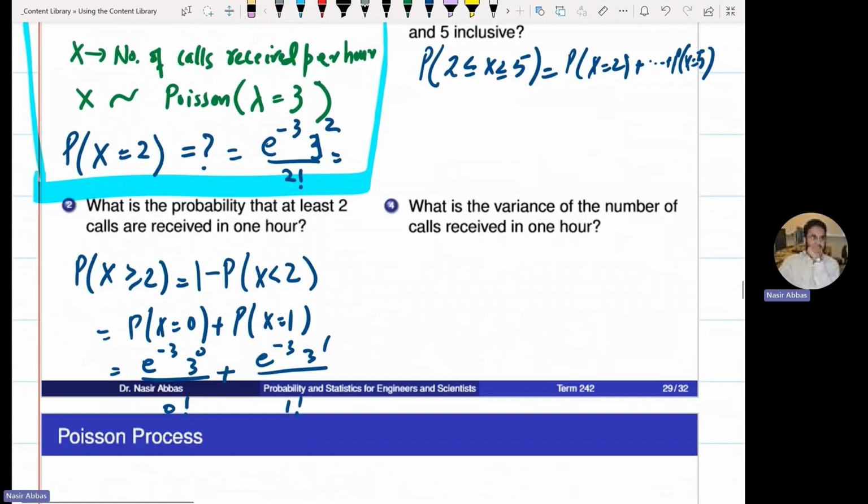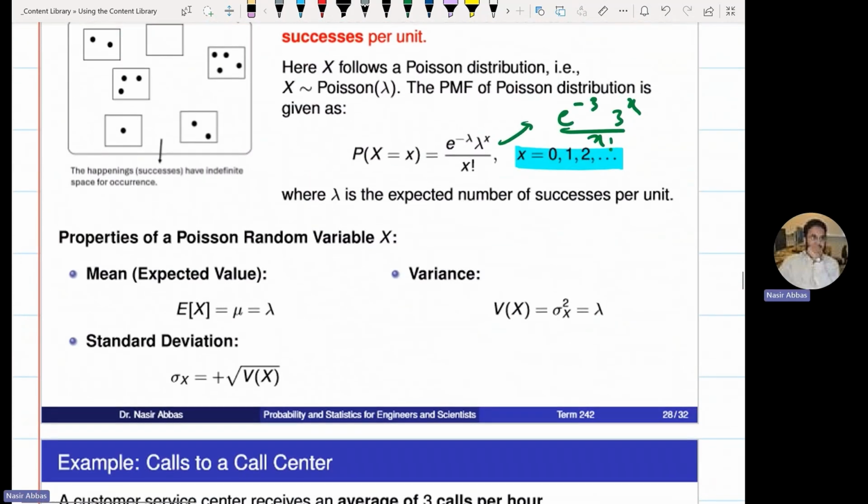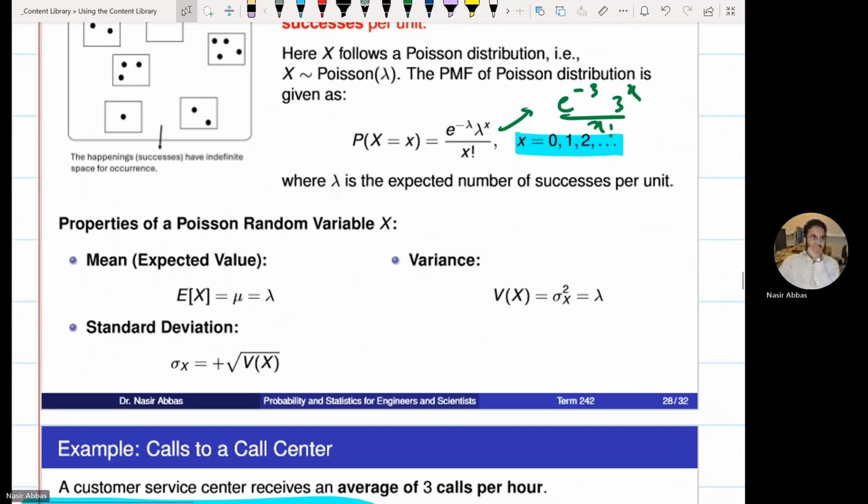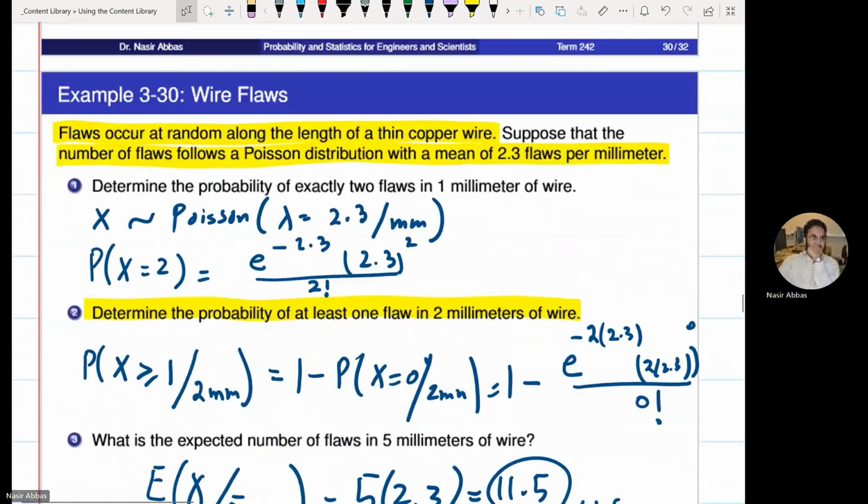Where is Poisson? Look at blue. We'll look at the domain. Number of successes per unit can be anything.